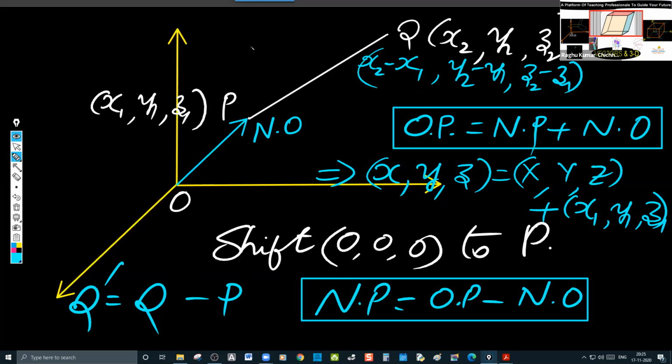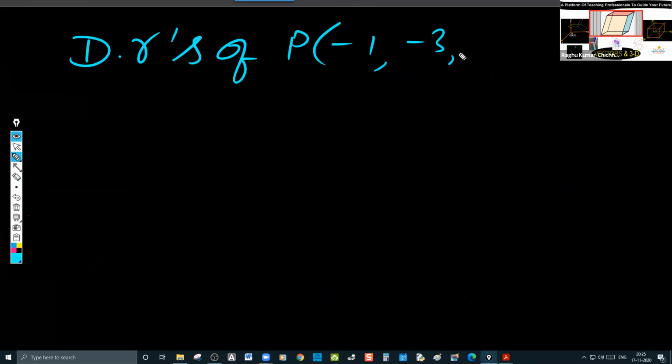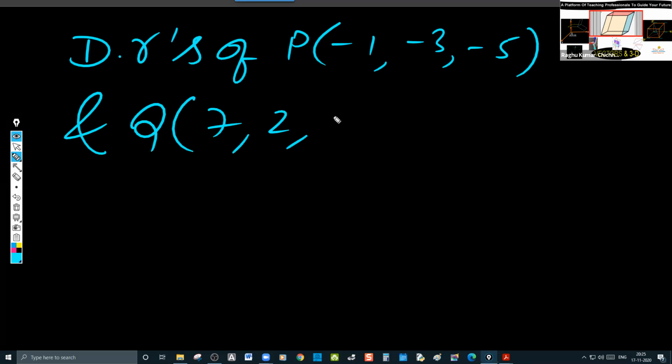So how to find the DRs of PQ now? Simply write the difference. DRs of a line segment PQ is nothing but OQ minus OP. I'll take a numerical problem like this. Anyway, we are working out the problems on this. So what are the DRs of P (-1, -3, -5) and Q (7, 2, -1)?